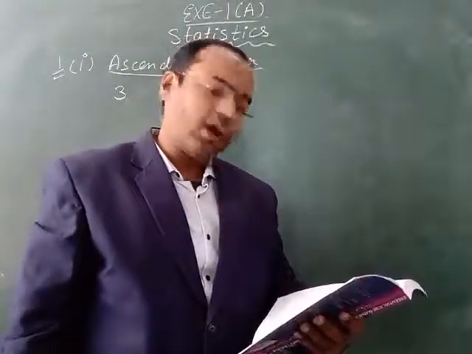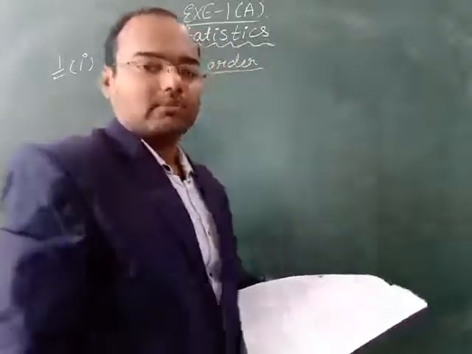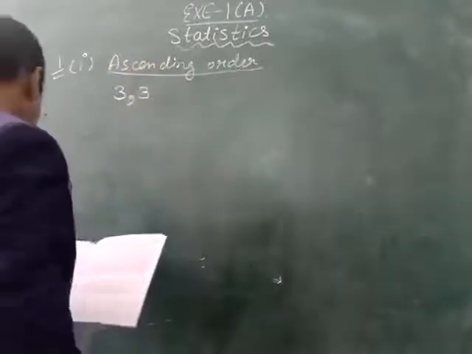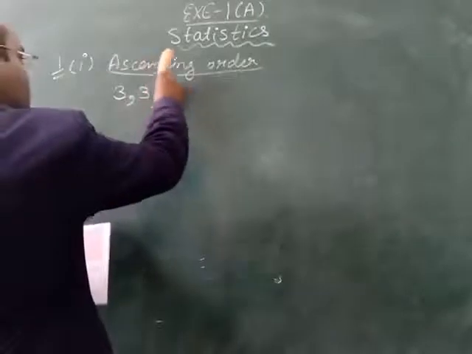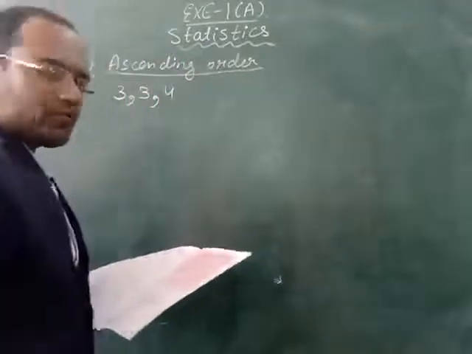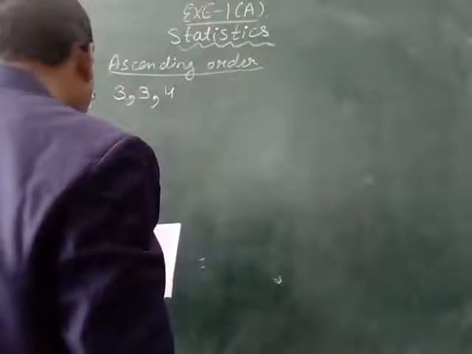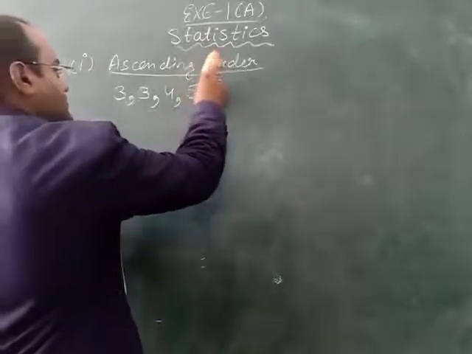But how many times is 3 coming? 3 is coming 2 times. So we will write 3 two times only: 3, again 3. After 3, which one is the greater number? Greater than 3 is 4. How many times is 4 coming? Only 1 time. So we will write 4 one time. Then 5 is coming 3 times, so we have to write 5 three times.